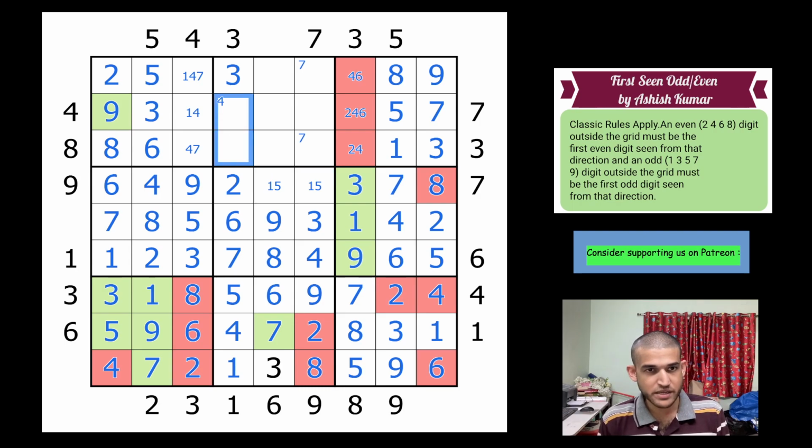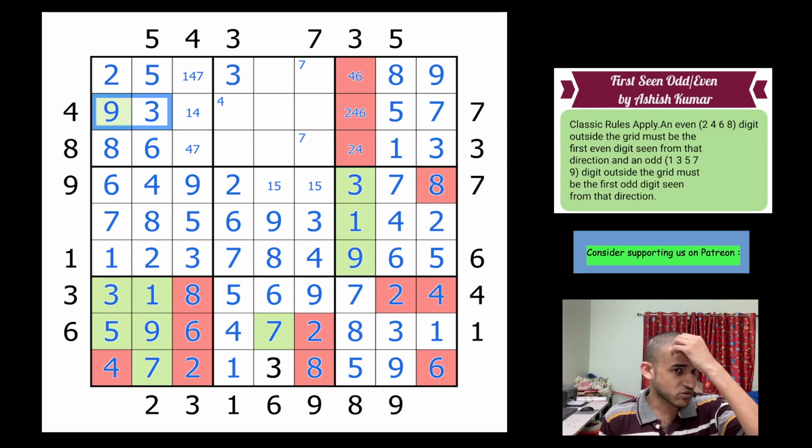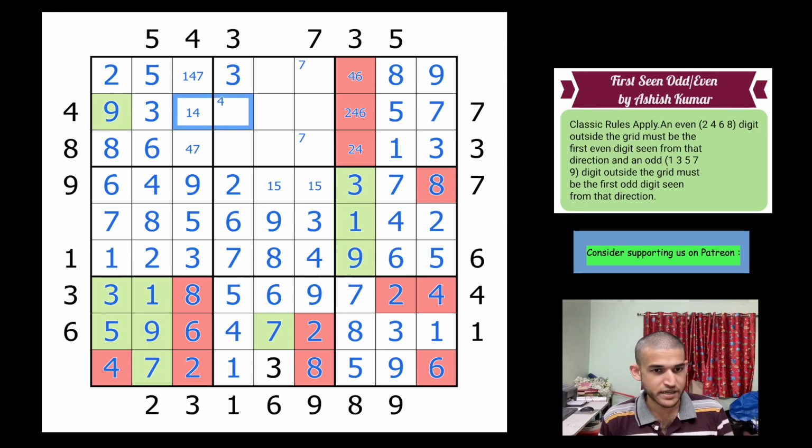So this will be, why have I put a 4 here? How did a 4 come here? I have no clue. Oh, okay. That was because of this row 2 clue. 4 must be in one of these 2 cells, right? So 4 is not here now, which means 4 is forced here. That's a 7. That's a 1.